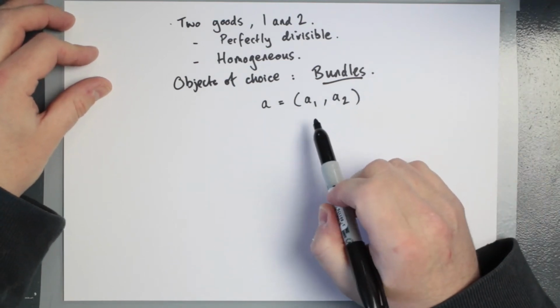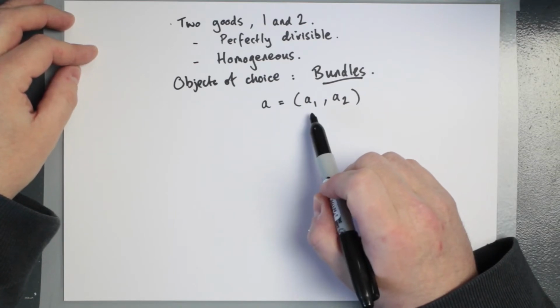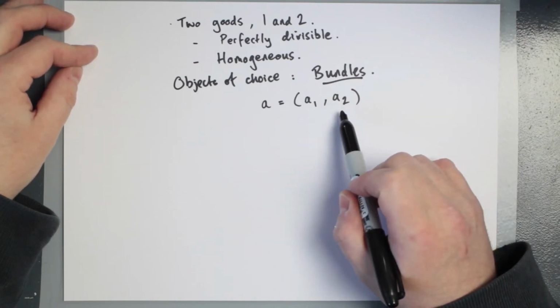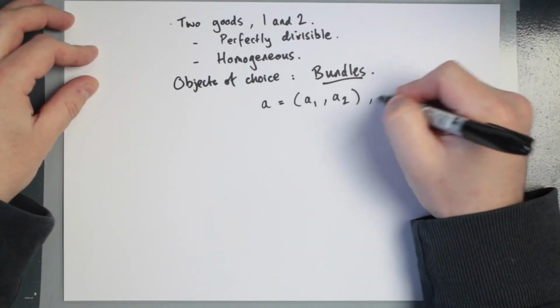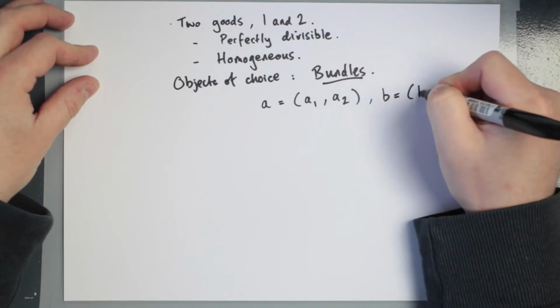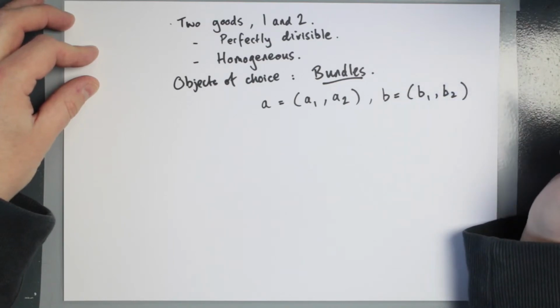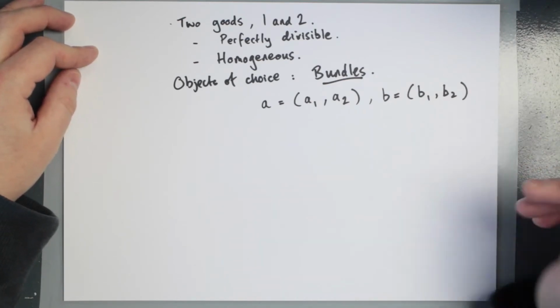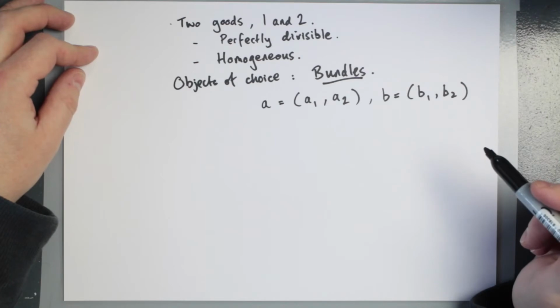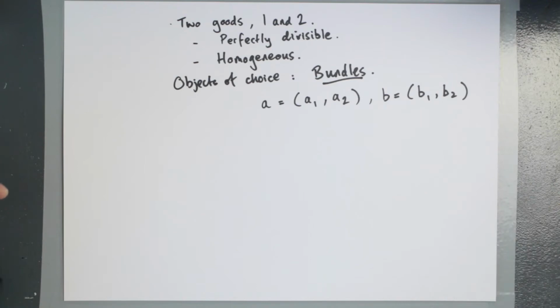And the interpretation is quite simple. If I have bundle A, then this gives me A1 units. Now, this is just a number, so it gives me some number A1 units of good 1, and it gives me some number A2 units of good 2. Okay, similarly, if I have the bundle B, this might give me a different quantity of good 1, B1, and a different quantity of good 2, B2. Okay, now these are the objects that our consumer is going to be comparing in a sense that we'll make concrete in a minute. But first of all, let's represent these objects diagrammatically.